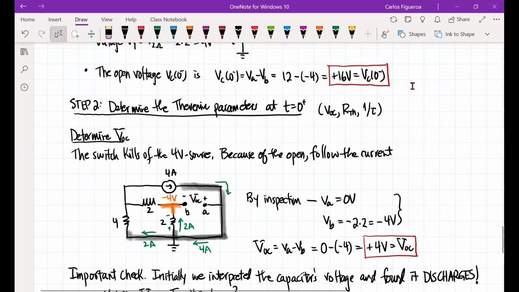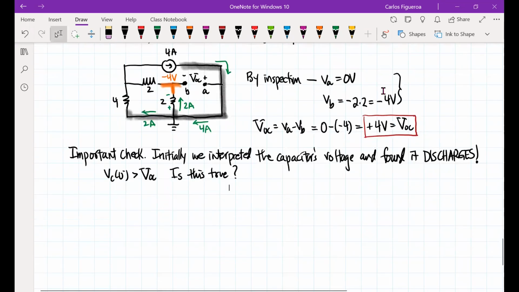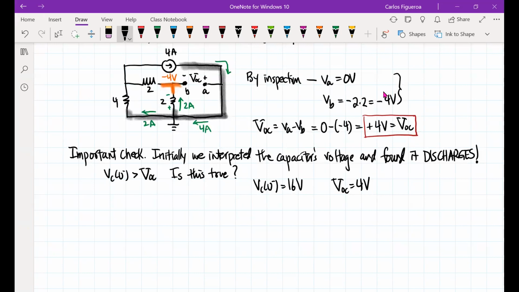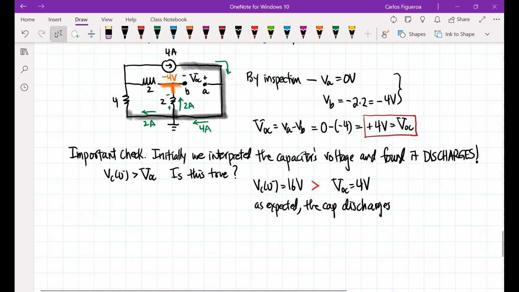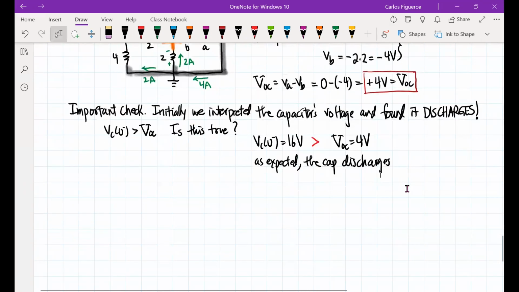Let's go check it. We see that VC of 0 minus is 16 volts versus VOC, which is 4 volts. And note that this is correct. So, as expected, the cap discharges. If it did not do that, you would have had to go back. Okay. Now let's go to the second piece.